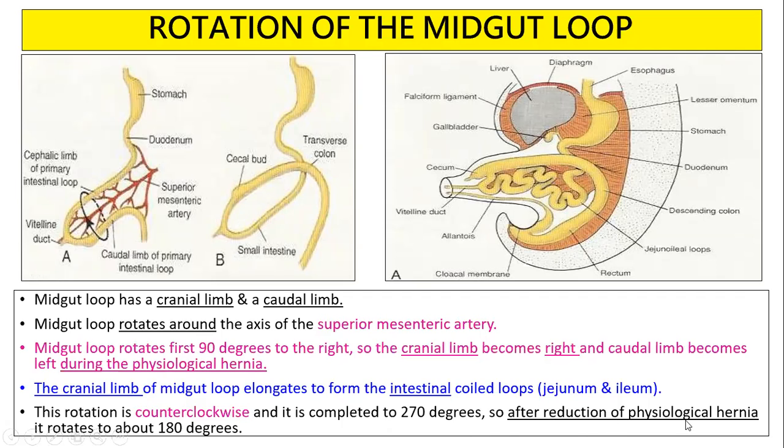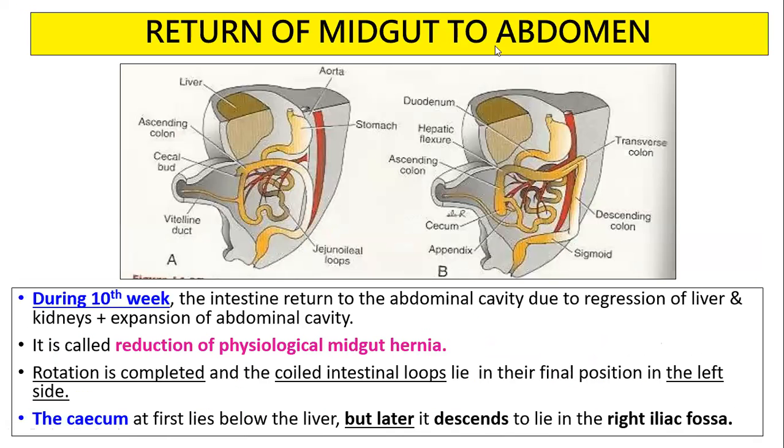After reduction of the physiological hernia, it rotates about 180 degrees. So there is a reverse rotation of 270 degrees. Initially there will be rotation of 90 degrees on the right side. Then there will be reverse rotation of 270 degrees. So it becomes 180 degrees when it goes back into the abdomen. Now, coming to the return of the midgut loop back into the abdomen.